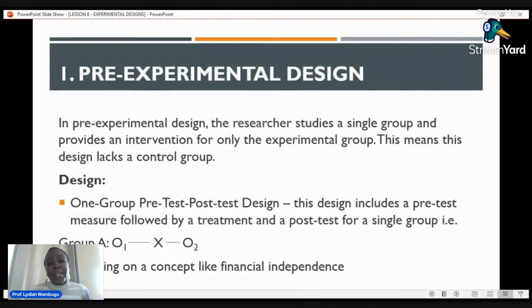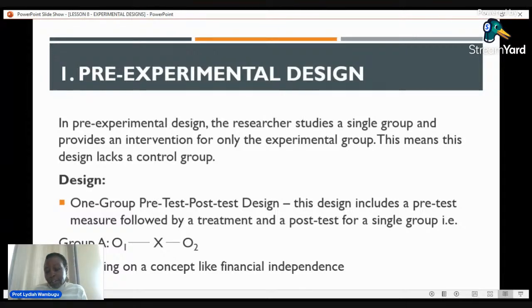This is what mainly happens in our training sessions. You are being trained on financial independence, so you have been called as a group. Many times when we go for training, you are asked, what are your expectations? What do you want to achieve after this? It is a pre-test. Then they train you, and at the end of it, they ask you, were your expectations met? What was good? How can we improve? They are doing a post-test. So they did a pre-test on you.